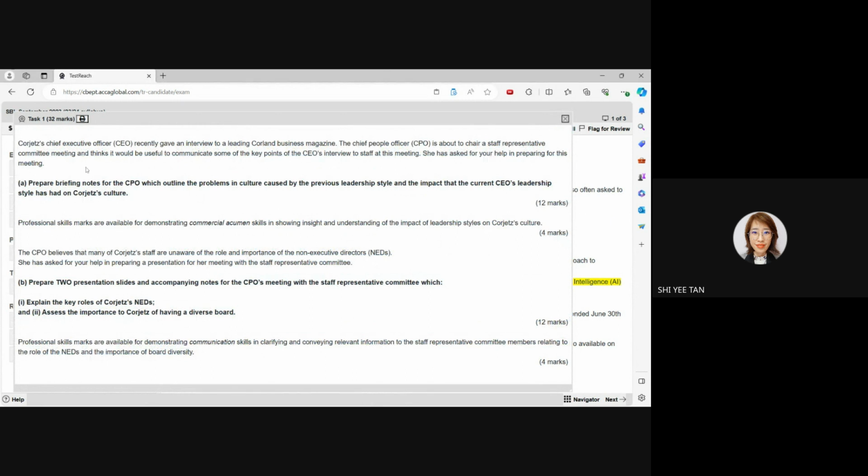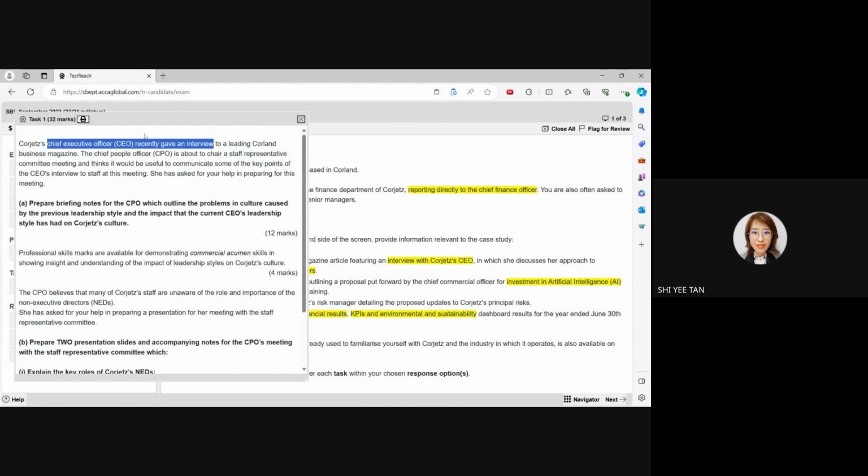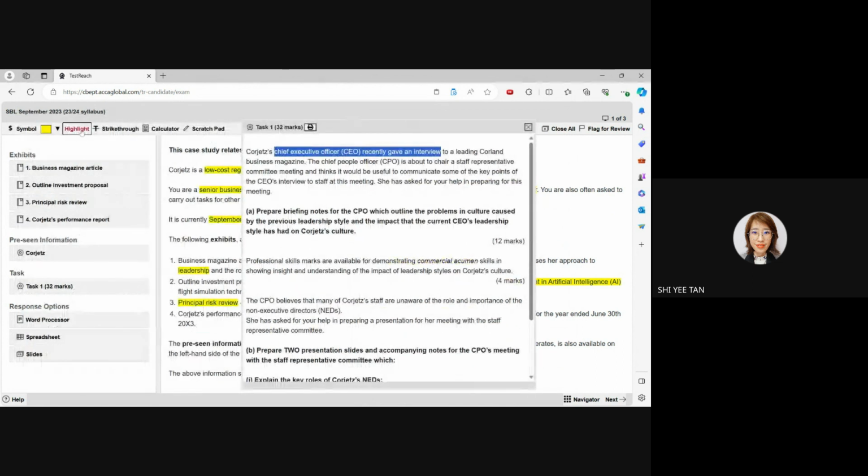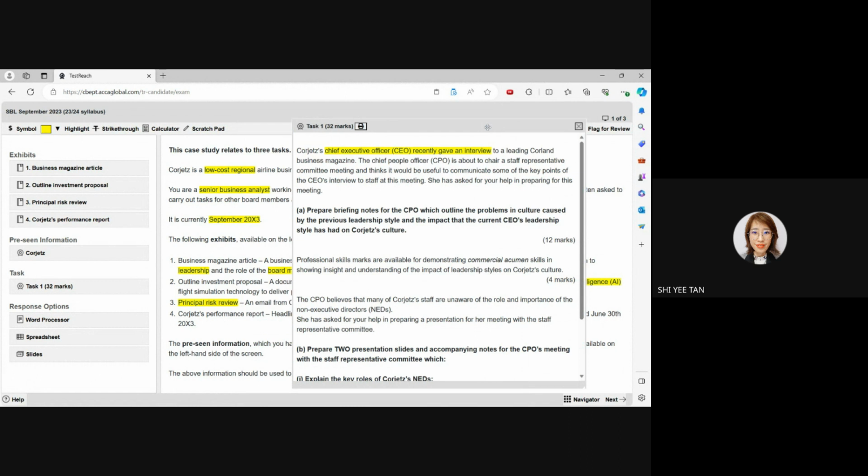So Corjetz CEO recently gave an interview. You can do highlighting for your information. This is your window, then you highlight this one, you click highlight. I have a highlight here. Gave an interview to a leading business magazine. The CPO, Chief People Officer, is about to chair a staff representative committee meeting and thinks it would be useful to communicate some of the key points of the CEO's interview to staff at this meeting. She has asked for your help in preparing for this meeting. Okay, read until here. Which exhibit do you think it is related to?